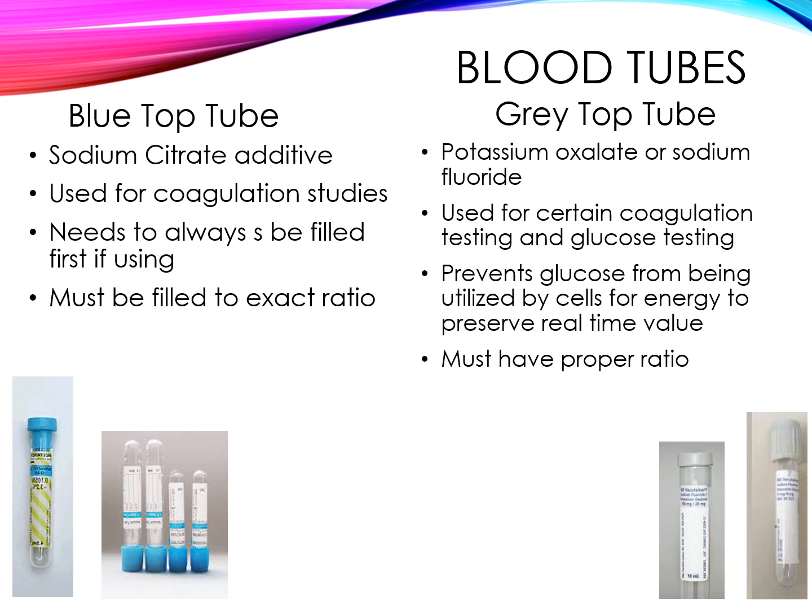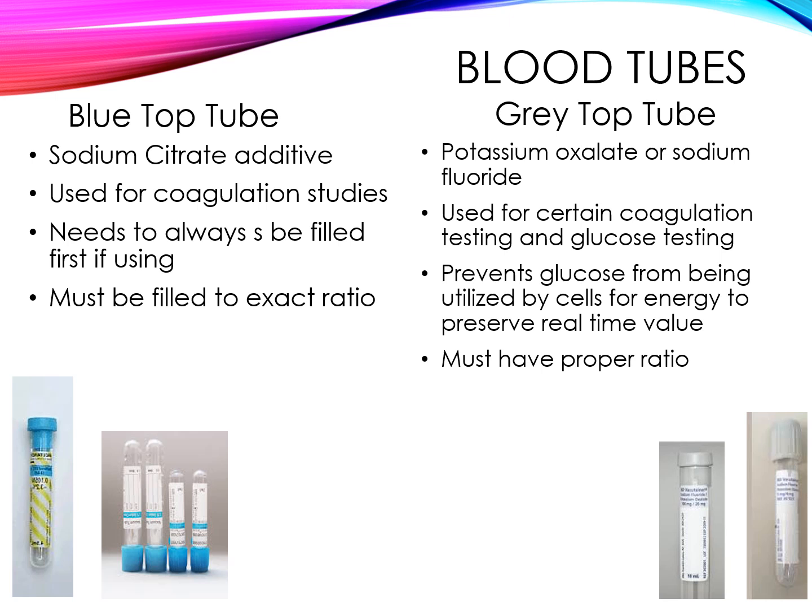Now, with the blue top tube, it is extremely important that the ratio be correct, and there is a line indicated on these tubes. And with this tube, it's more important than others. The blue top tube, again, is used for coagulation studies, and it always needs to be filled to the line. So whenever you're pulling tubes, you may want to make sure you have enough blood in this tube first.